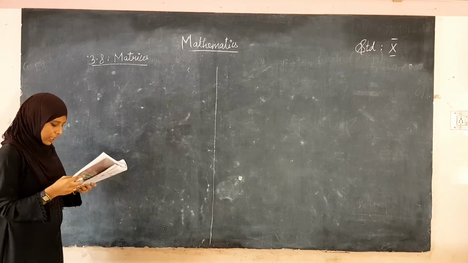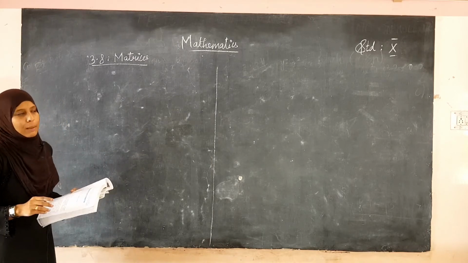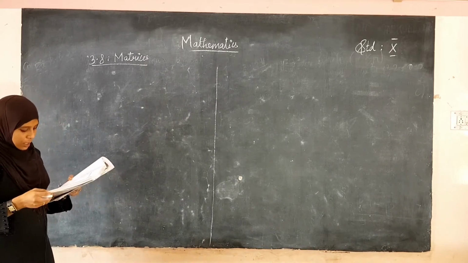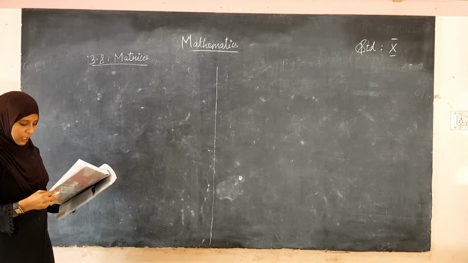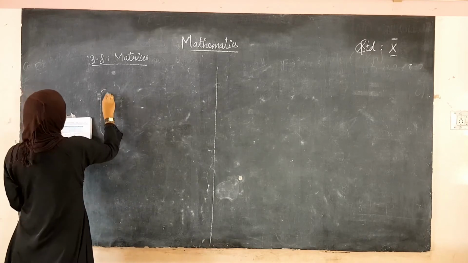A matrix is a rectangular array of elements, that is, an arrangement of elements in a rectangular array. The horizontal arrangements are called rows and the vertical arrangements are called columns. See here, they have given an example in your book.